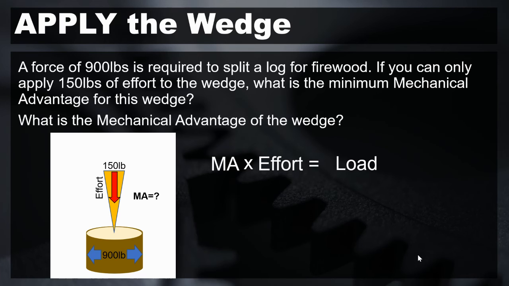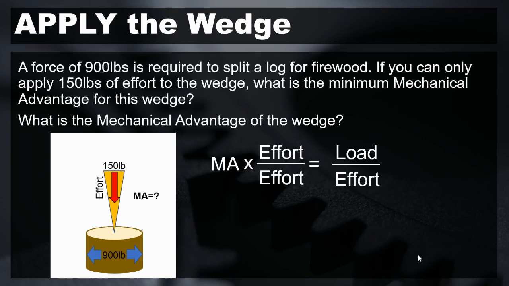We then need to isolate mechanical advantage by dividing effort on both sides of the equation. In this case, on the left side of the equation, effort divided by effort cancels out, and we're now left with mechanical advantage equals load divided by effort.